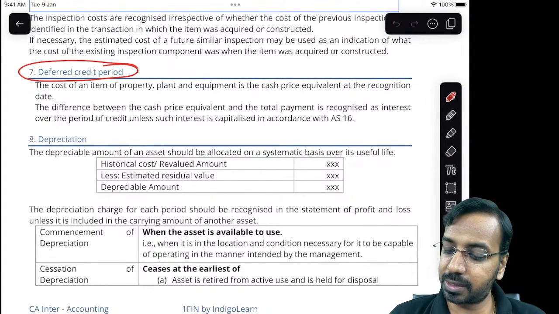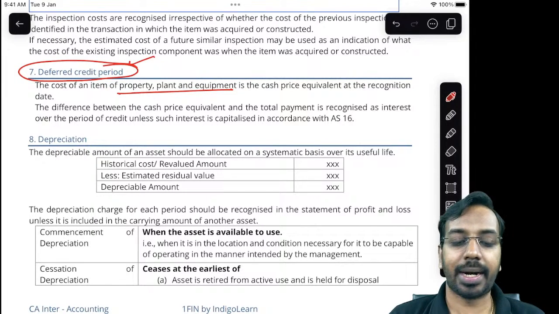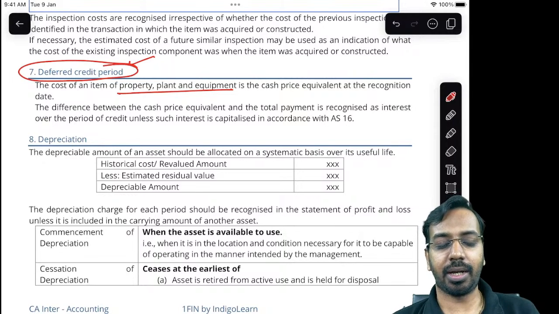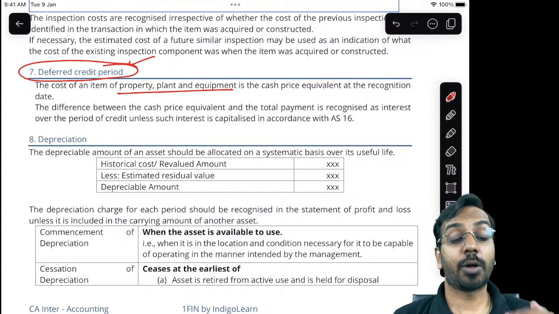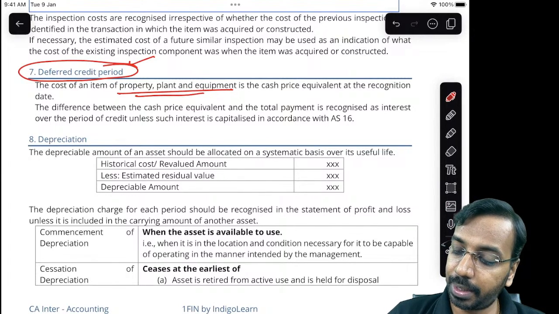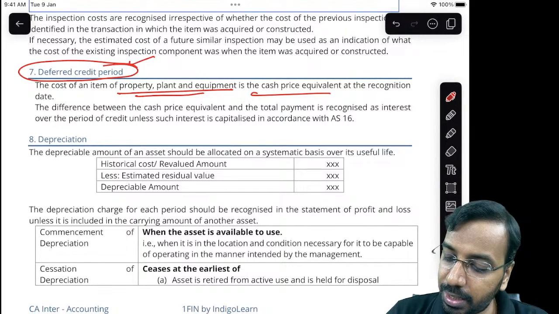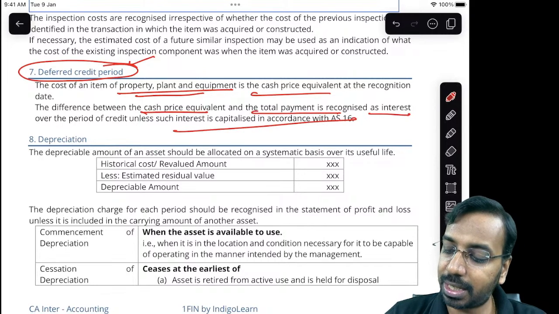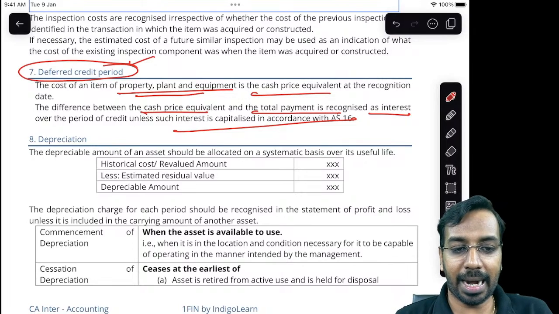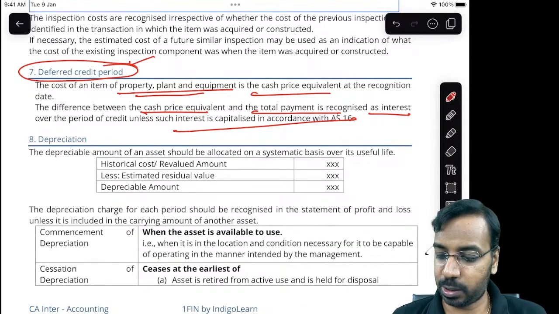So if there is a property, plant and equipment purchased on credit terms beyond normal credit terms, sometimes what happens is 60-day credit, 90-day credit, those are normal credit terms. But if you are purchasing beyond normal credit terms, then the property, plant and equipment should be recorded at the cash price equivalent, and the difference between the cash price and the total payment is recognized as interest as required under AS 16. So it can be a qualifying asset, then you will add it to the cost of asset, otherwise you will expense it.